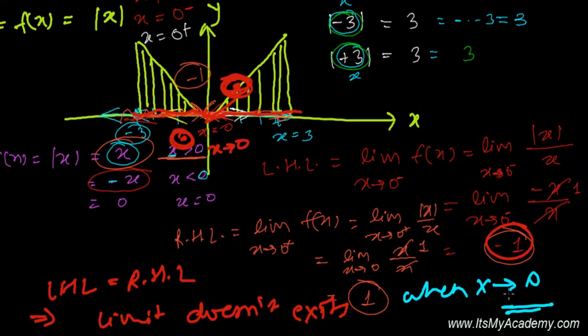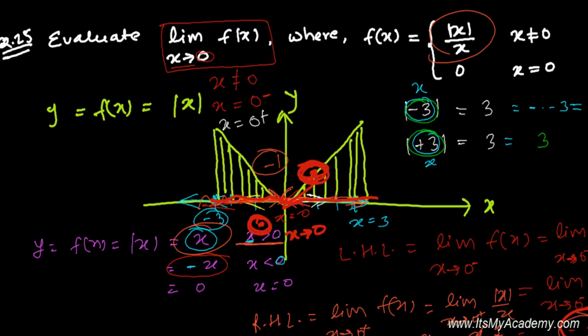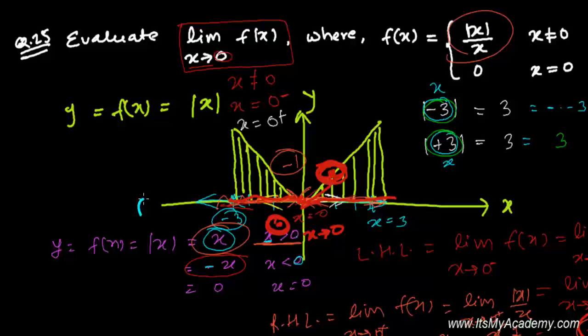Very simple. Alright, my dear friend, always you have to check whether the value of the function while approaching from the left hand side and while approaching from the right hand side to the same point is equal or not. If it is equal, then that's great. If not, the limit of that function at that particular point does not exist.